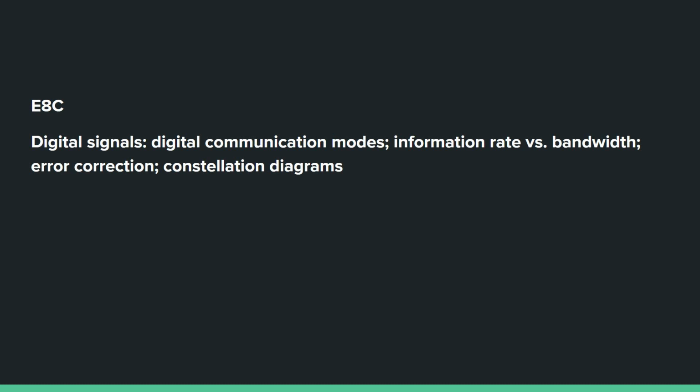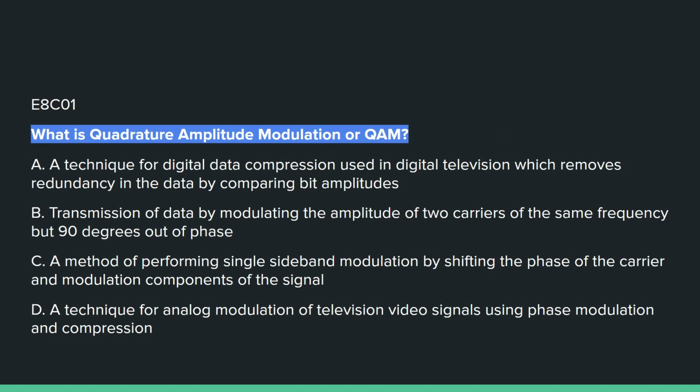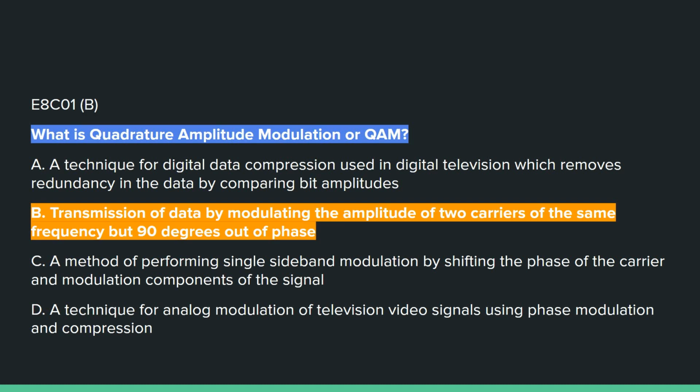E8C covers digital signals, digital communications modes, information rate versus bandwidth, error correction, and constellation diagrams. E8C01, what is quadrature amplitude modulation, or QAM? B, transmission of data by modulating the amplitude of two carriers at the same time, same frequency, but 90 degrees out of phase.